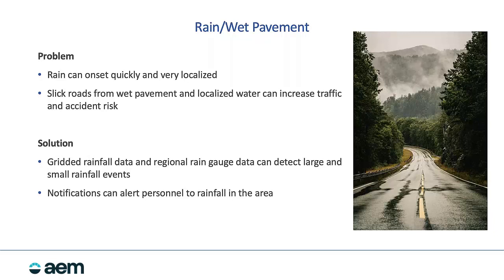And the problem is multiplied because it can onset very quickly, and it can be very localized, or it could be really regional, and we can have the entire system stressed all at once. And so this can increase traffic and accident risks throughout the system. So really the best way to go about attacking this is through gridded rainfall data that's been corrected to rain gauge data and looking at regional rain gauge data so we can start to see what's going on, maybe approaching us, or whether there's new convective activity in your area, being able to pick that up, and then using what's called gauge adjusted radar rainfall to help fill in those gaps and understand when we're first getting water on pavement or wet pavement scenarios, and we could start to alert personnel to have variable speed systems in place or to update dynamic messaging signs throughout the system.